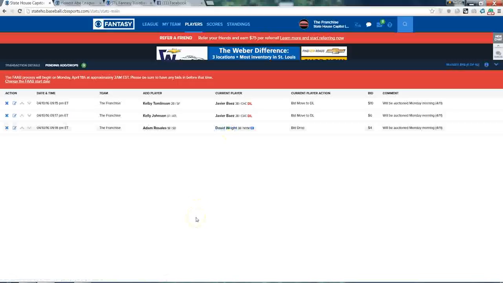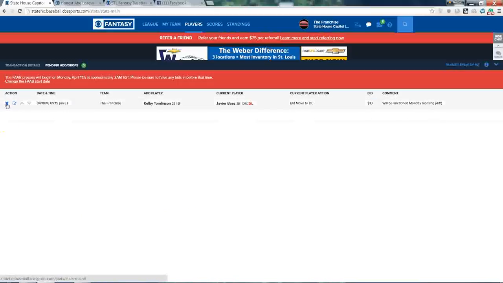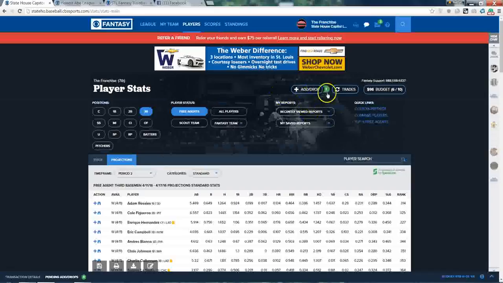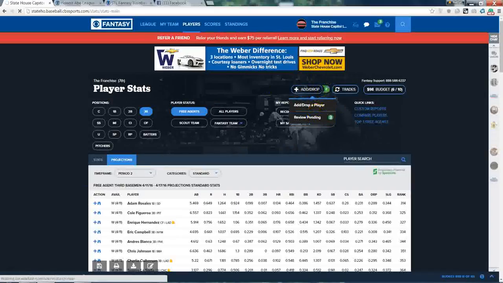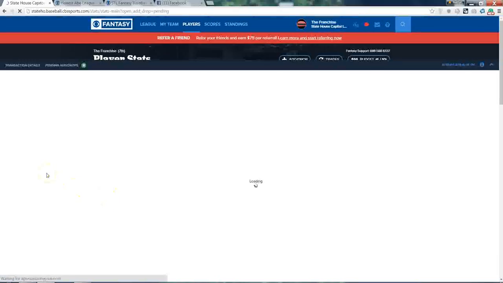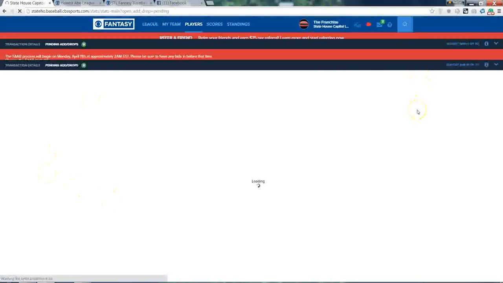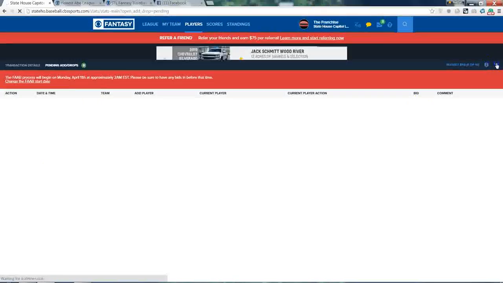Now, I've gone through and done all these. I've just decided, you know what? I don't want any FAAB pickups, which is really the case right now. So we're just going to get rid of these by doing this. So now I don't have to worry about any more add drops because they are gone, even though it still says 2 there. See, no pending add drops. So please make sure that you put in corresponding moves.